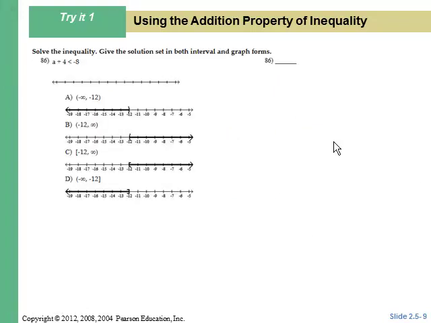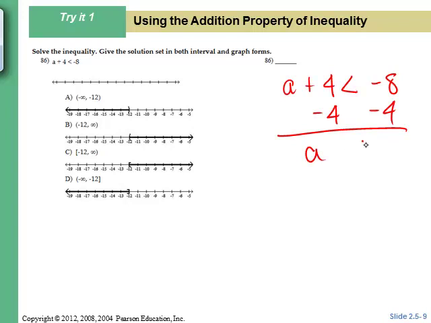Okay, so you do this one. A plus 4 is less than negative 8. Subtract 4 from each side. A is less than negative 12. There it is, negative 12 to infinity. Notice the parentheses rather than the bracket because it's less than, not equal to.